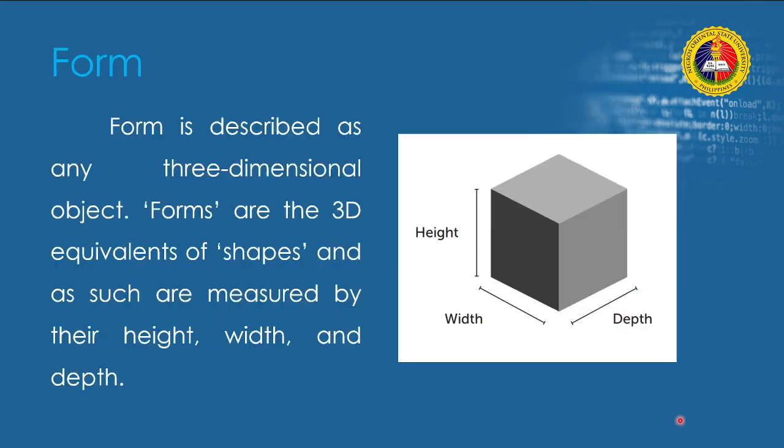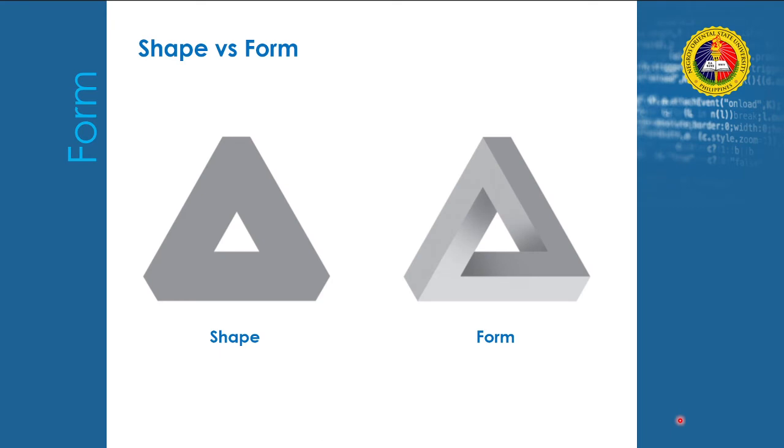So that is shape. Next we have form. Form is described as any three-dimensional object. Forms are the 3D equivalents of shapes and as such are measured by their height, width, and depth. Okay? So if you can remember, shapes can only be measured by length and width. A form can be measured by its length, width, and depth. Right? So let's try to compare the two.